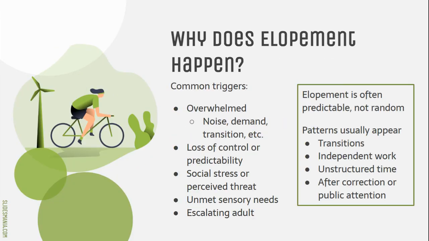Why does elopement happen? Some common triggers include that the student is overwhelmed due to noise, demand, or transition. There's a loss of control or predictability for the student. There is social stress or a perceived threat. Unmet sensory needs or an escalating adult can trigger elopement. Elopement is often predictable and not random. Patterns usually appear around transitions, independent work, unstructured time, or after correction or public attention.